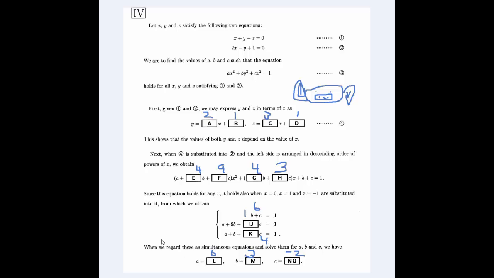Since the equation holds for any x, it also holds when x equals 0, x equals 1, and x equals minus 1. These are substituted into it, from which we obtain simultaneous equations. When we regard these simultaneous equations and solve them for a, b, and c, we have a equals 6, b equals 3, c equals negative 2. And there you have it.